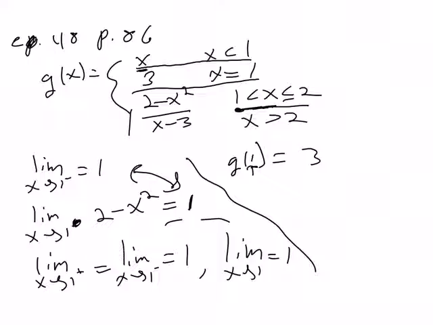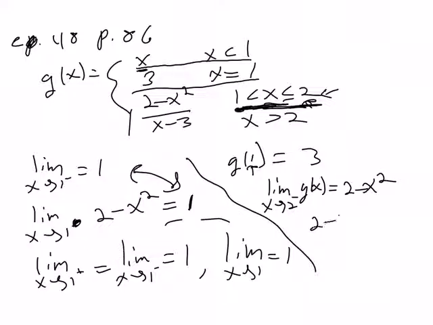The limit as x approaches 2 from the left. If I am at the left of 2, then x is less than 2 but greater than 1, so we're dealing with this case. We're just going to plug in 2. So g of x now is 2 minus x squared. Plugging in a 2, we get 2 minus 4, which is equal to -2. So that's when we approach from the left.